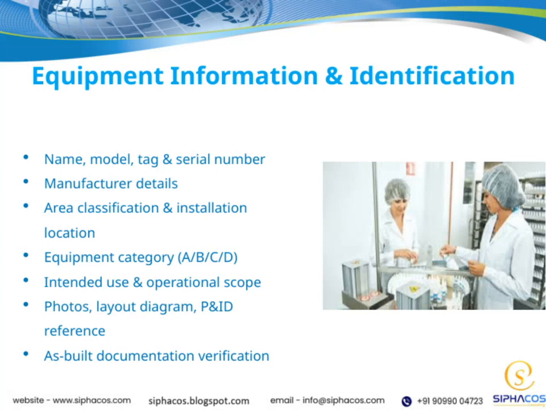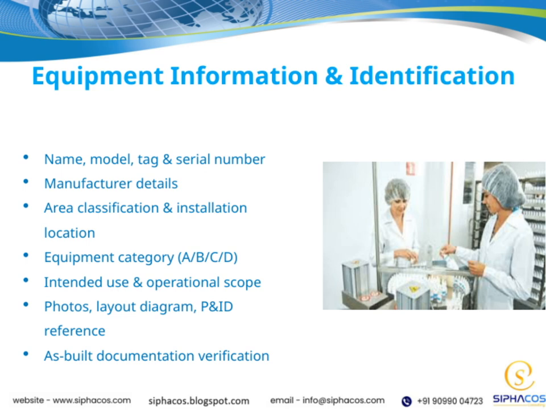Let's take a closer look at the key identification details for equipment. First, you'll want to know the name, model, tag, and serial number. These identifiers are essential for tracking and maintenance purposes. Next, we have the manufacturer details, which help us understand the origin and specifications of the equipment. It's also important to consider the area classification and installation location, as these influence safety requirements and operational conditions.